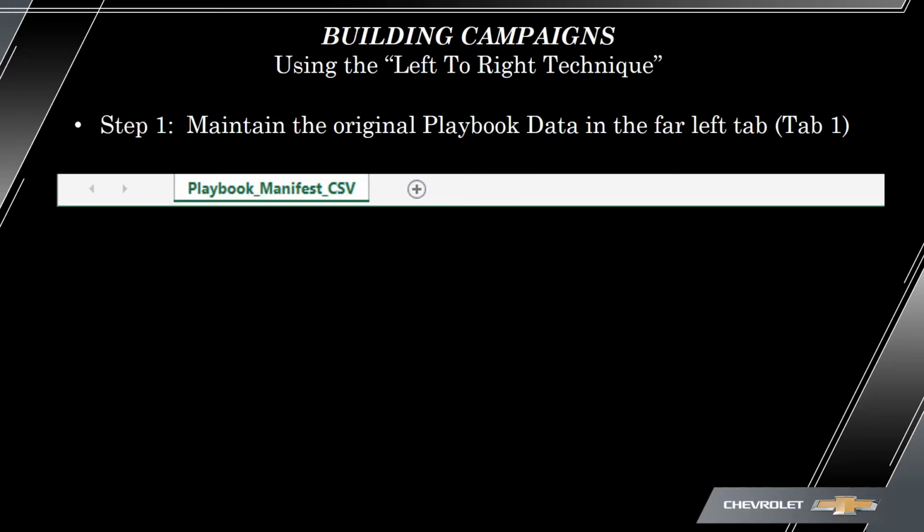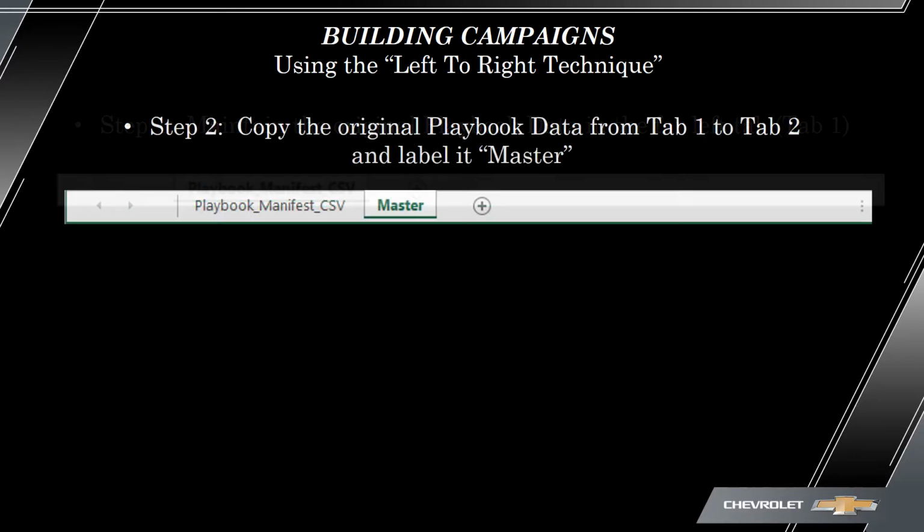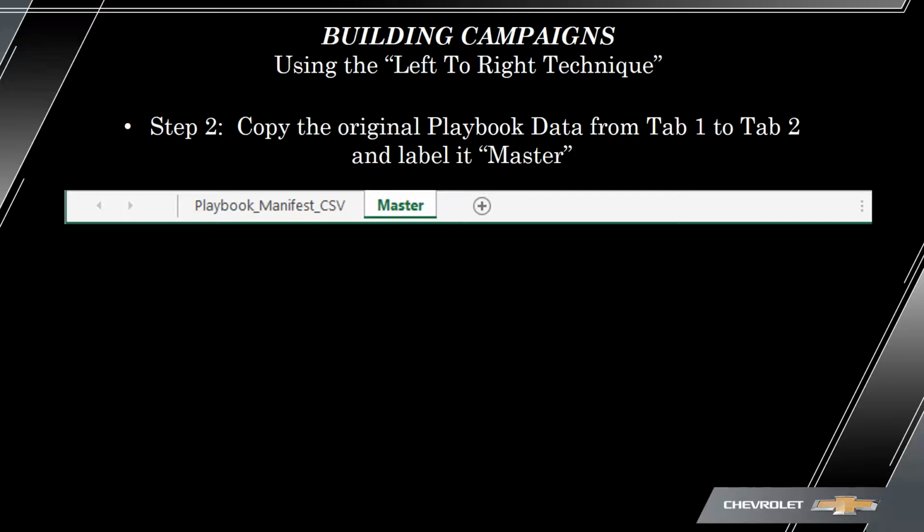Okay, now it's time to build a campaign using the left to right technique. Step 1, maintain the original Playbook data in the far left tab, tab 1. Step 2, copy that original Playbook data from tab 1 to tab 2 and label it Master. Simply open up the Playbook Manifest, go all the way to the upper left-hand corner. There'll be a small arrow pointing down at a 45-degree angle. Click that, it will highlight the entire spreadsheet. Click Copy, go to the next tab over, highlight the entire spreadsheet again, click Paste, and then label it Master.